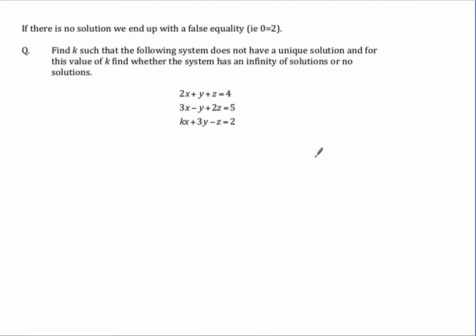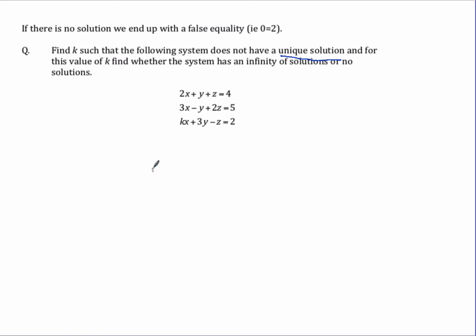Okay, so next, like I said before, if at the end you get something that's not true, there's going to be no solution. So sometimes we have questions like this where we're going to find the k value such that there's an infinite number of solutions or no solution. Okay. So find the value of k such that there's not a unique solution. So we do the same thing as before.